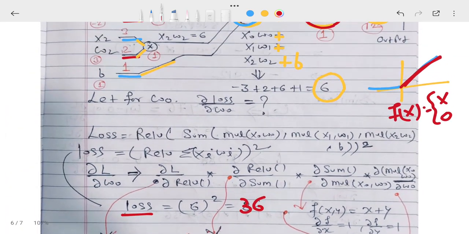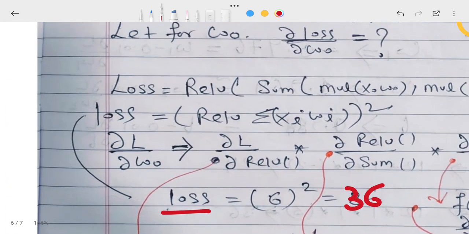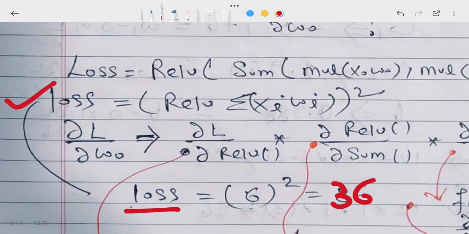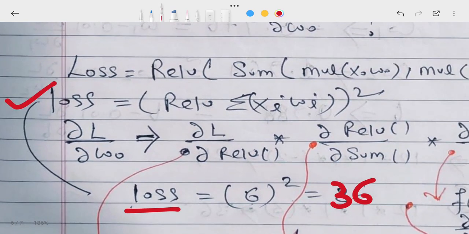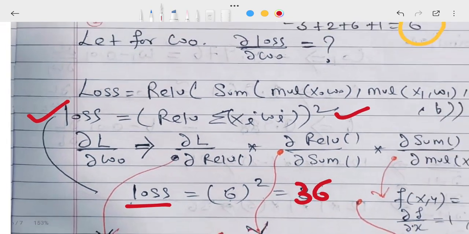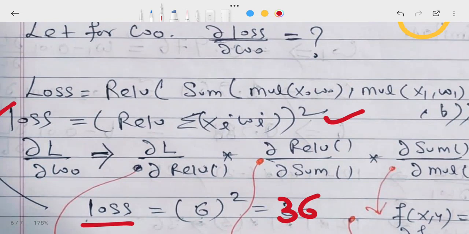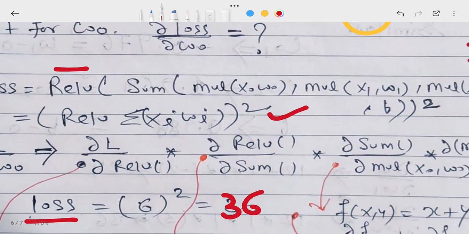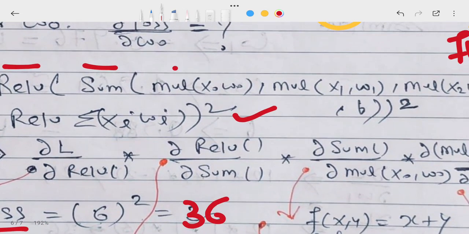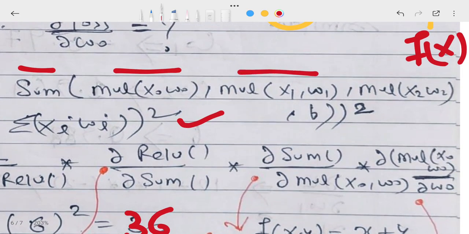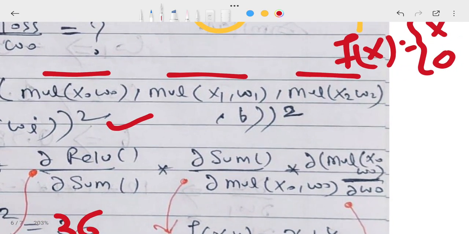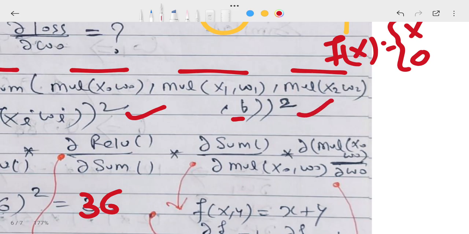So now what is our task? This is a mathematical notation for loss: ReLU of sigma xi wi, whole square. How is this working? Loss is equal to ReLU, then the sum: you multiply x0 w0, then x1 w1, then x2 w2, then add the bias, and after that, the whole square.